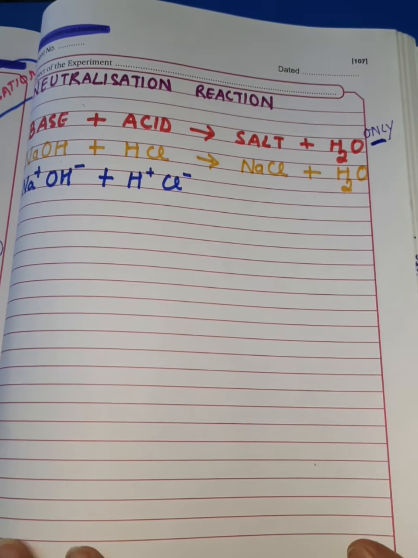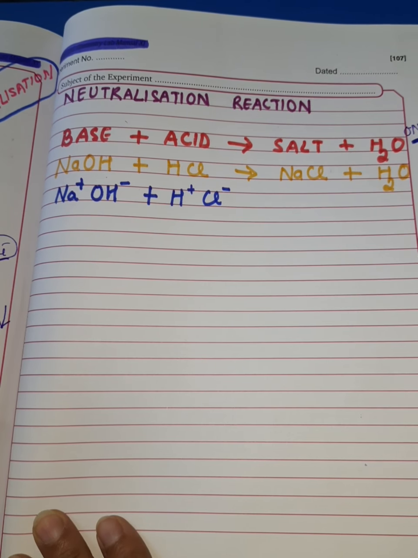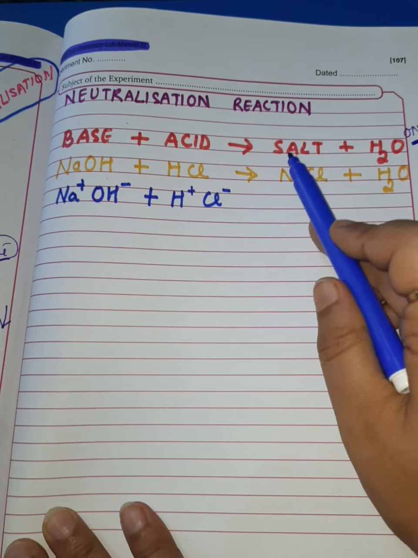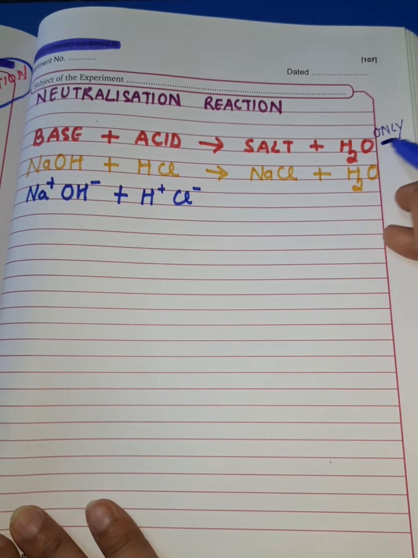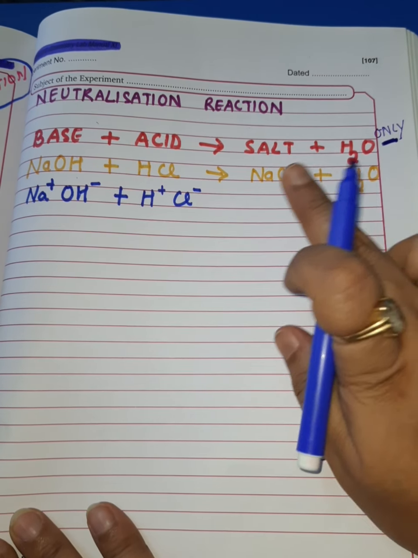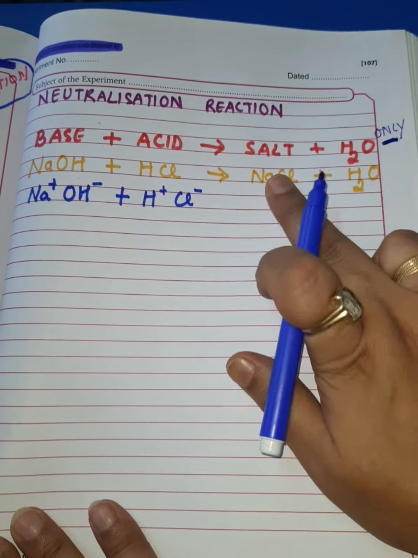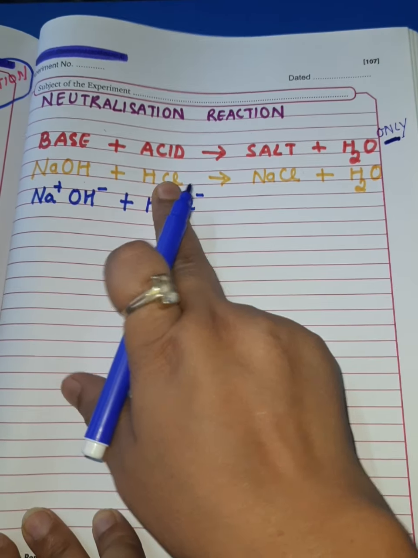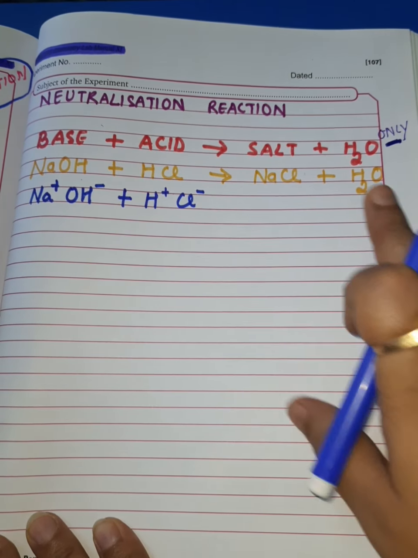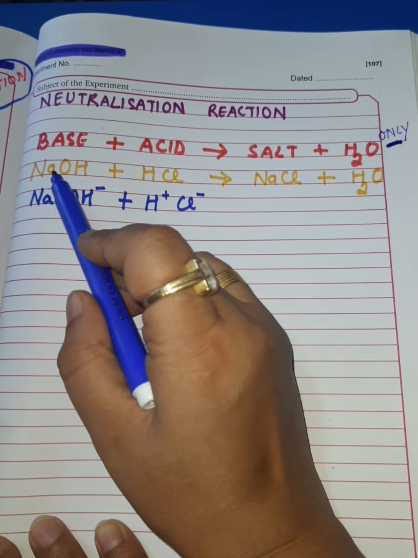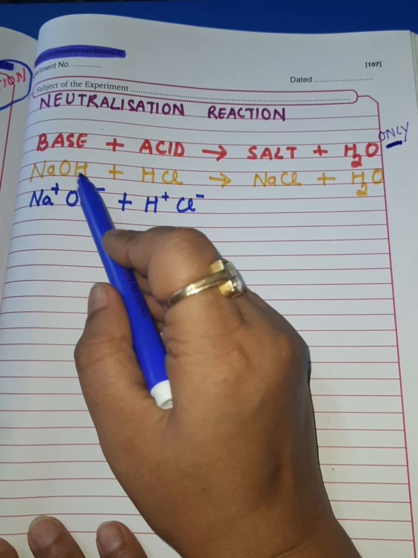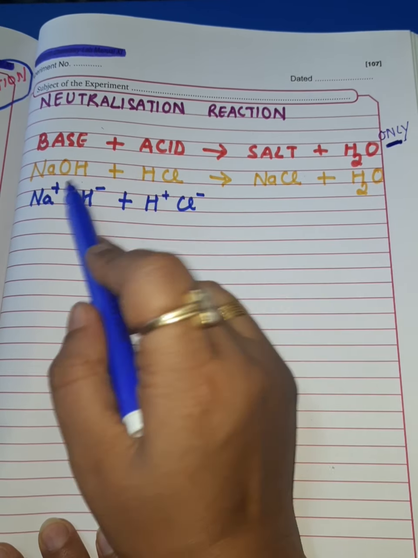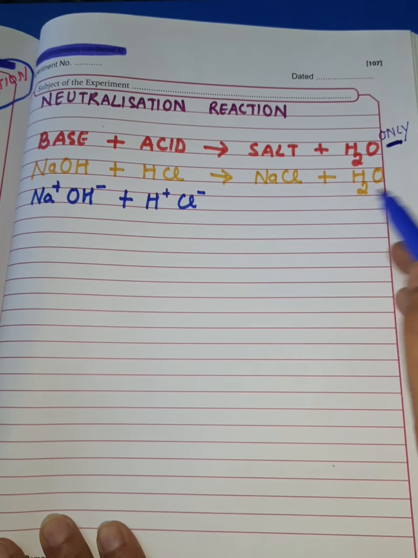See, neutralization reaction. What is neutralization reaction? Neutralization reaction is a reaction between a base and an acid to form salt and water only. Here, the word only is very important because in this reaction the products are only salt and water, no third product is possible. Always a base reacts with acid to form salt and water only. As an example, I have written this reaction where I have taken the base as NaOH, sodium hydroxide, and the acid hydrochloric acid, that is HCl. When they react together, they form salt NaCl and water.